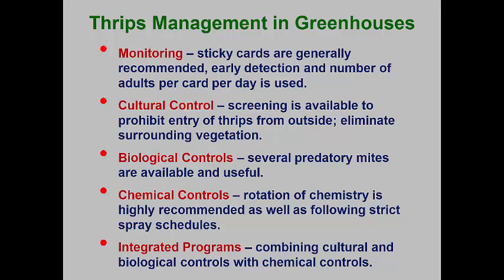There are several useful predatory mites that work well in interiorscapes where insecticides are generally avoided. When using chemical controls, rotation of chemistries is essential to deal with resistance development, and targeting of the eggs, prepupae, and pupae that are often missed with short residual insecticides.